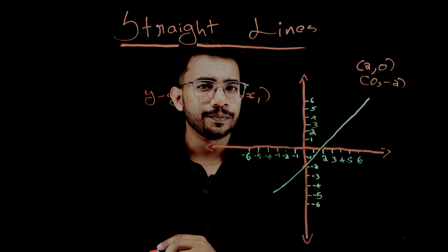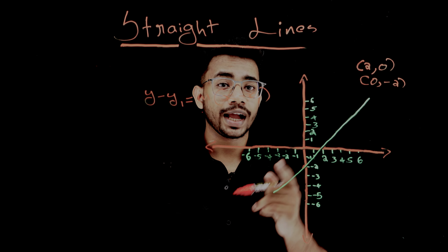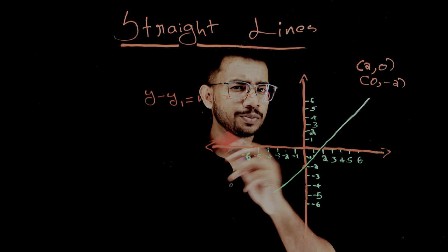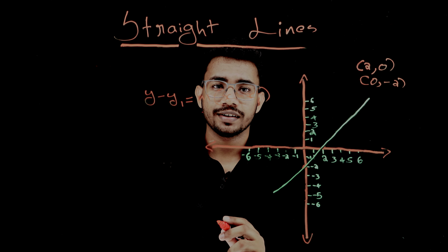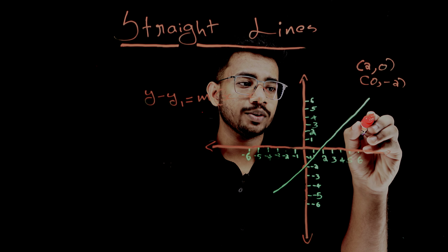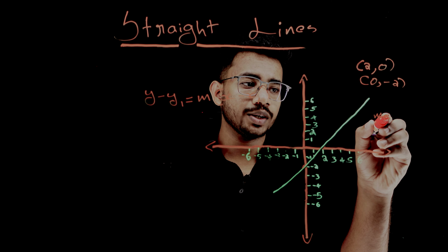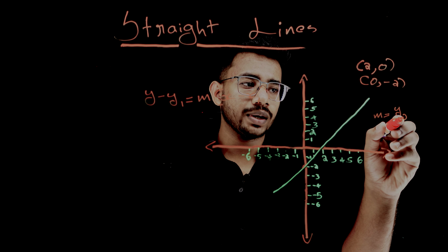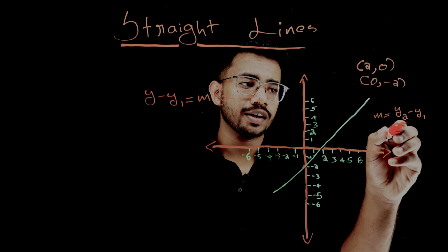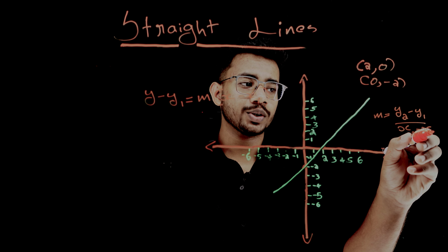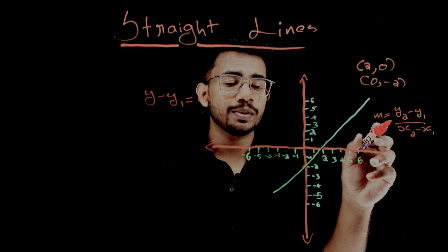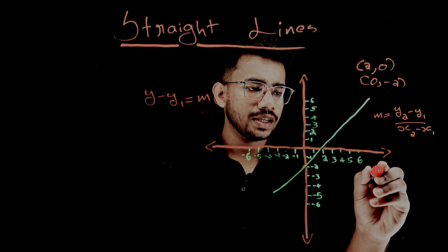Now what is m? m is my slope. I have to find the slope first. In the previous video, we have seen how to find the slope of a line. That is m equal to y2 minus y1 divided by x2 minus x1. If you didn't see the previous video, go and see that video. There is a little bit more information on this equation.